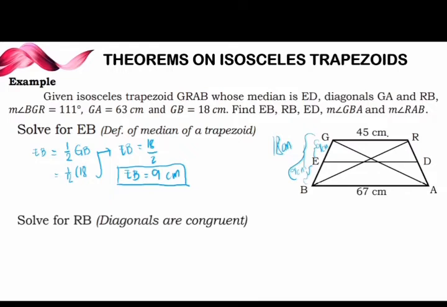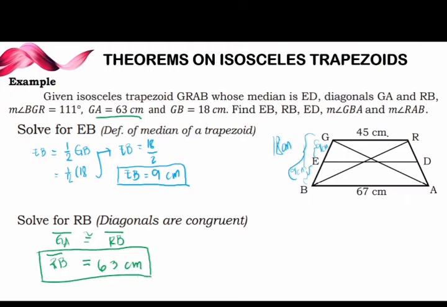Next, let's solve for RB. According to the theorem, diagonals are congruent. Meaning to say, diagonal GA is congruent to the diagonal RB. Now, if the measure of the diagonal GA is 63 centimeters, therefore the measure of the diagonal RB is also equal to 63 centimeters.